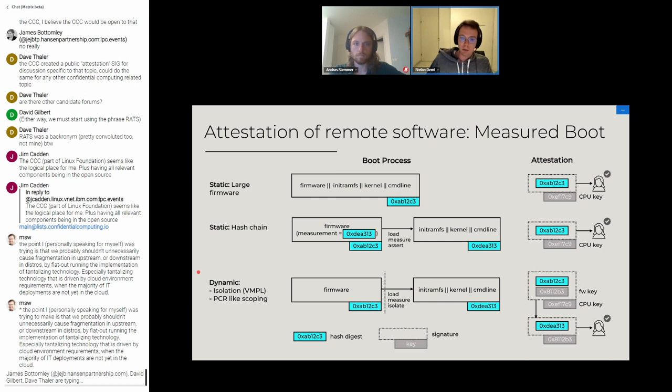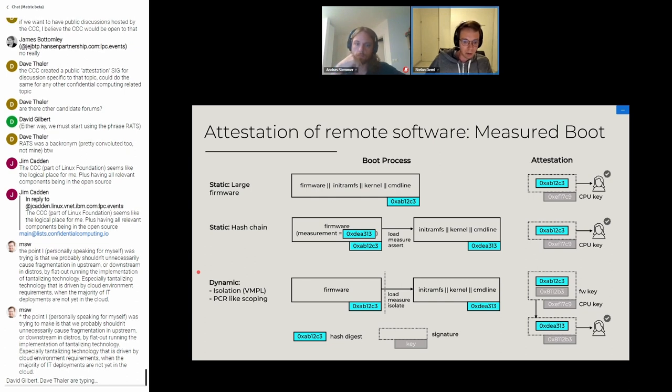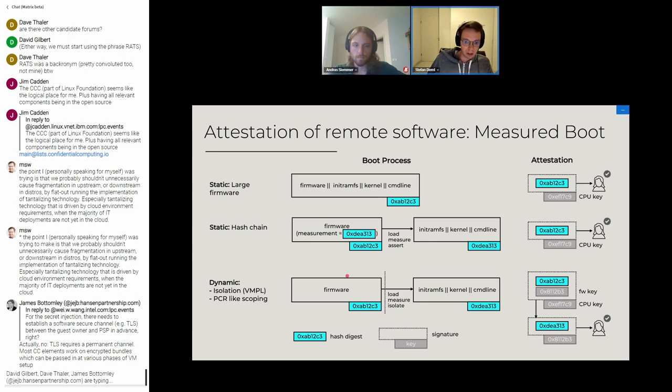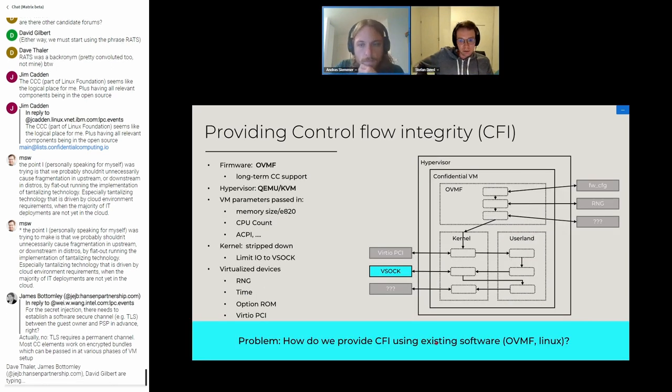So basically with measured boot, we're feeling comfortable with the options. But now the big question is really, what is the firmware and what is the kernel that we're booting here? And with that, I will hand over to Andras.